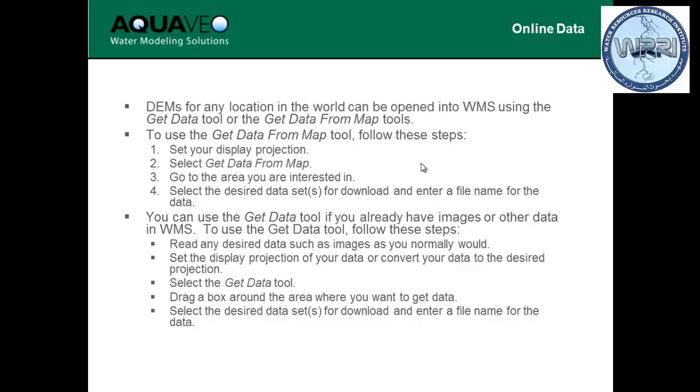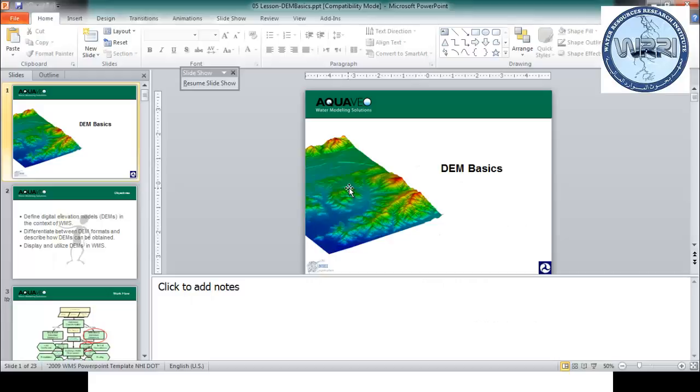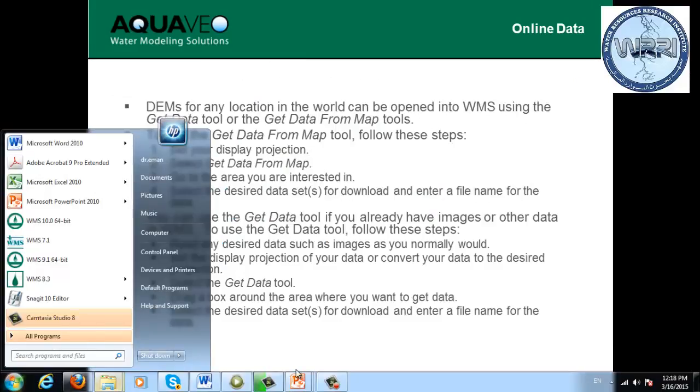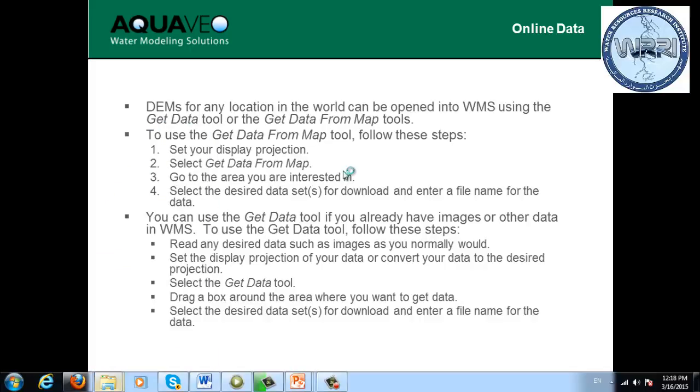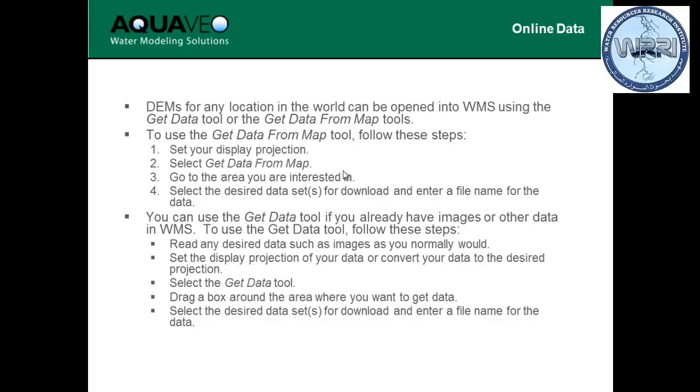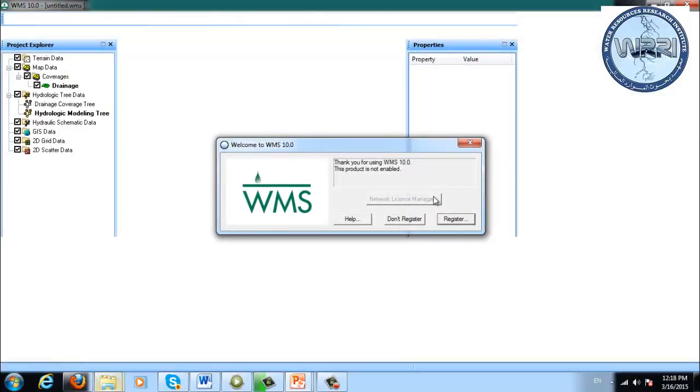Another way is to use the get data from map tool, and that's what I showed you this morning for the Sinai. There are kind of two get data tools. Let me show you these really quick. If I don't have any data in WMS, then I would use the get data from map tool. With that tool, I can select an area and download the data for that selected area.